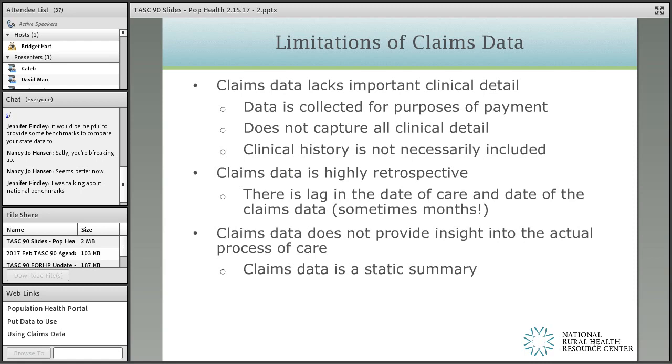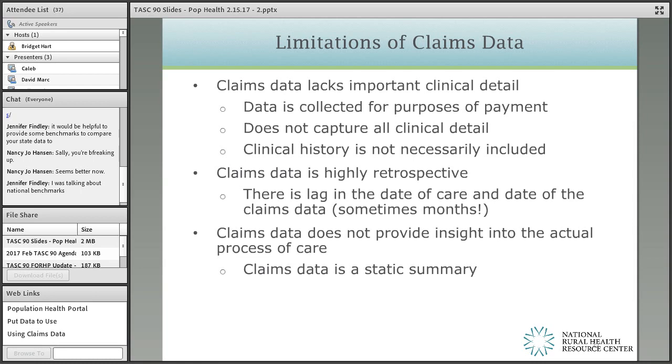And specifically, the data from claims can provide insights into performance measures, including things such as mortality rates, complications, access to appropriate health services, and also charges for the care that's provided.